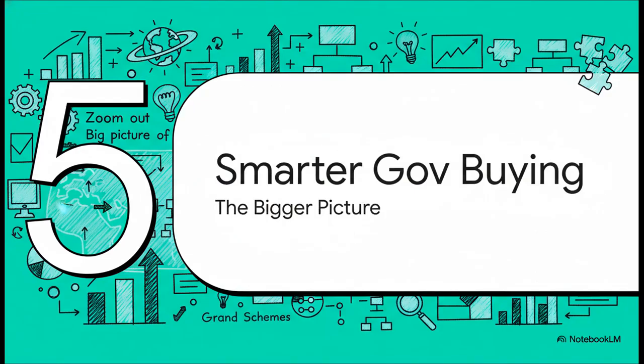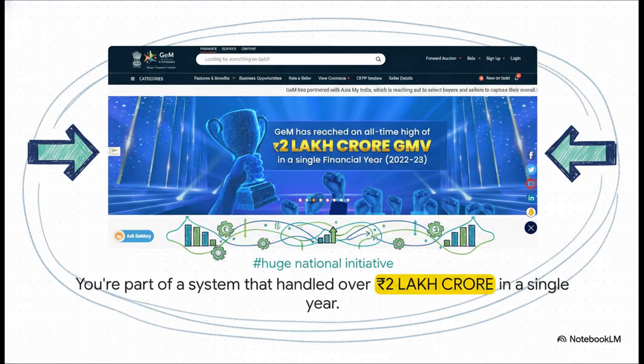Okay, let's zoom out for a second. Why does mastering a feature like this actually matter in the grand scheme of things? You see, when you create a bunch bid, you're not just making your own job easier, you are actively taking part in this huge national initiative. I mean, the GeM portal handled a staggering 2 lakh crore rupees in gross merchandise value in just one financial year. Think about that. That kind of scale is only possible because of efficiency-driving tools just like this one.